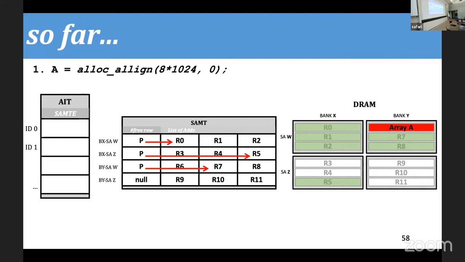So let's assume we called a lookalike function to allocate array A, and it's placed here. And we want to allocate B in the same subarray. So what lookalike is going to do is go to the IT table and read what's inside ID zero, and ID zero points to this SUM table, so then we can place our B into row 7. Is it clear? Yes.